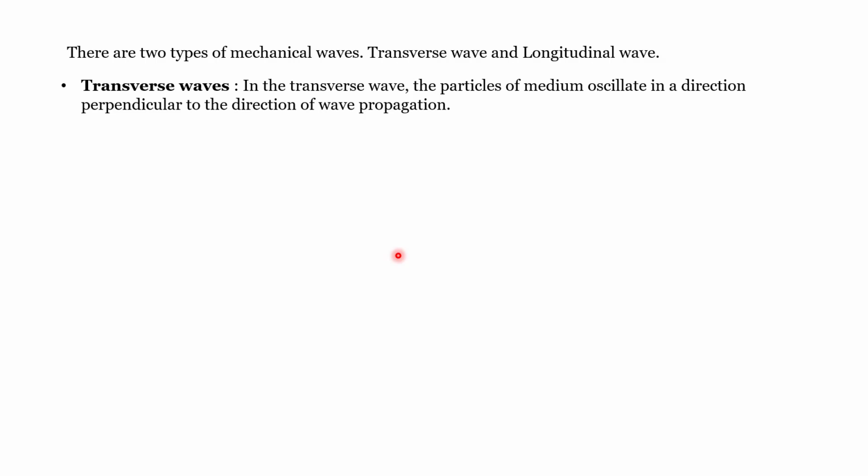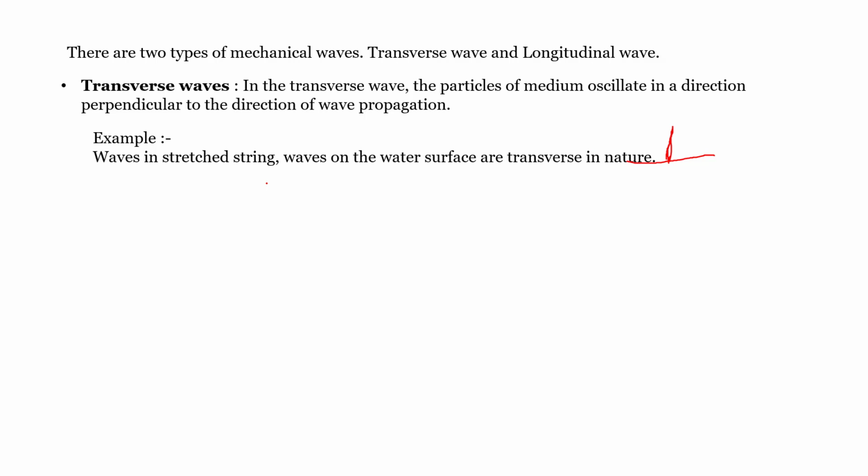Means if the wave is moving in one direction, the particles will be moving in the perpendicular direction. That is, if the wave is moving in this direction, the particles in the medium oscillate in this direction. Let's see how they oscillate. Examples: waves stretched in a string or waves on a water surface are transverse in nature.